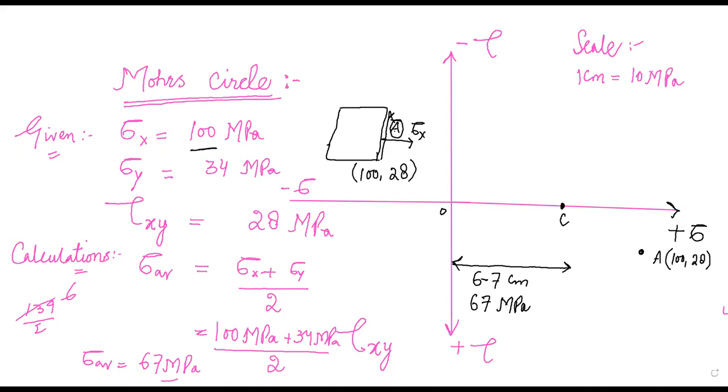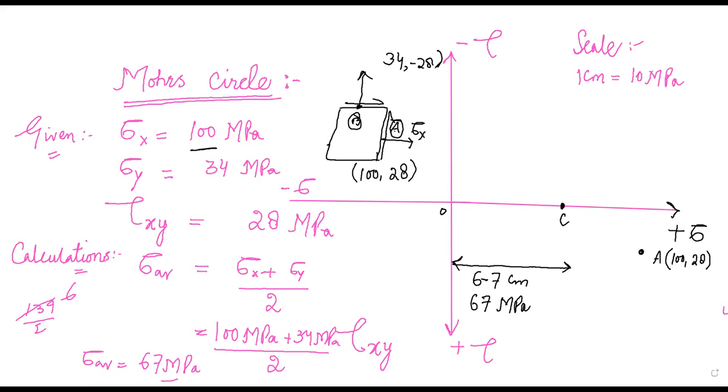Now go to your face B. On your face B, how much is sigma y? Yes, 34. On your face B, tell me how much is the stress distribution? It is 34 normal. And how much is shear? 28. Is it positive or negative? Again, see it. Iski direction aisi hai na? What is it trying to do? It is trying to rotate it clockwise or anticlockwise. Clockwise. Clockwise you will take negative. So you have 34 comma minus 28.